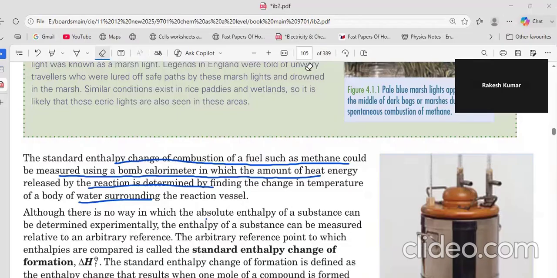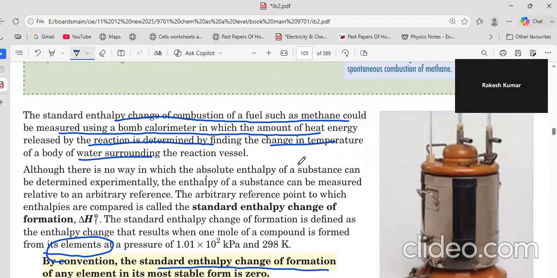Look, we always calculate any change by, let's say, combusting a fuel using a bomb calorimeter and getting the change in temperature and the heat transferred. But this is just a change, the standard enthalpy change of combustion. There's no way we can calculate an absolute value.